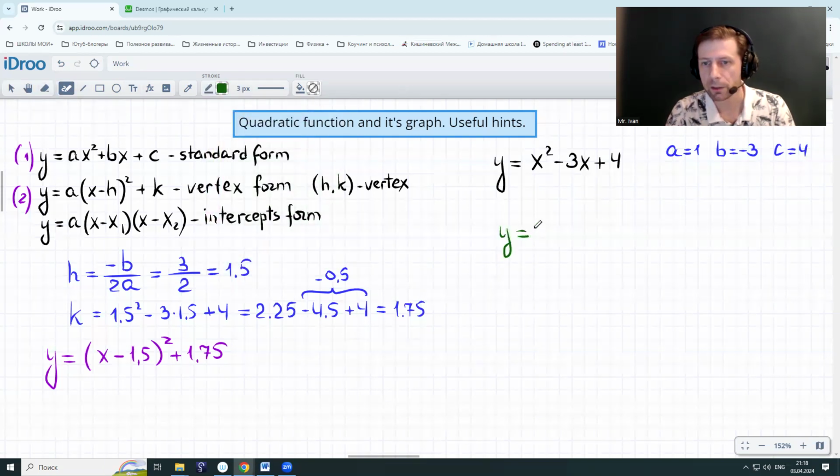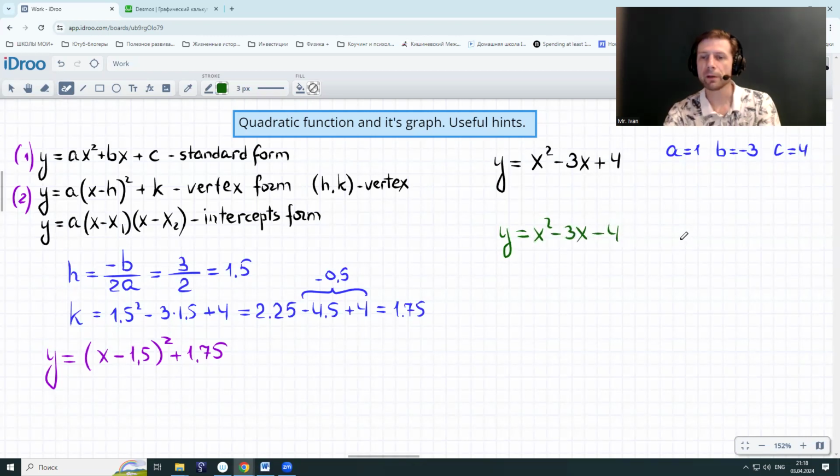Y equals x squared minus 3x minus 4. Let's recall the Vieta theorem. x1 plus x2 is the second coefficient, which is b, with a negative sign. So negative 3 is +3. And then the product of the roots would be the last coefficient, or the free coefficient, -4.